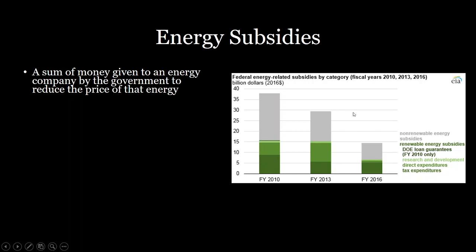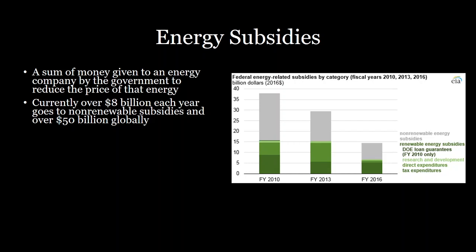All energy subsidies have since decreased, but still the amount of energy subsidies going to fossil fuel industries is close to $9 billion per year. So it's a lot of money that's just going from taxpayers to these energy companies.